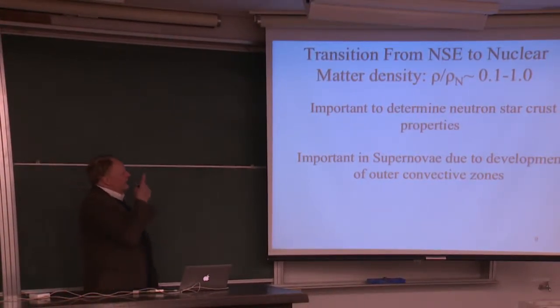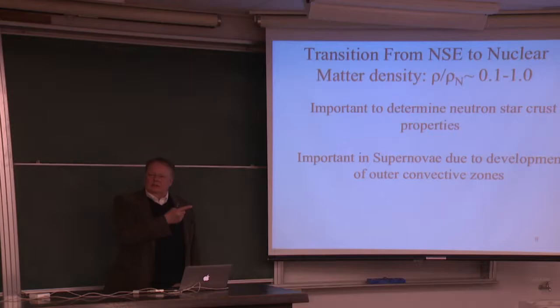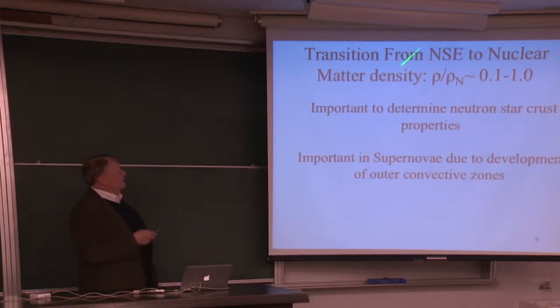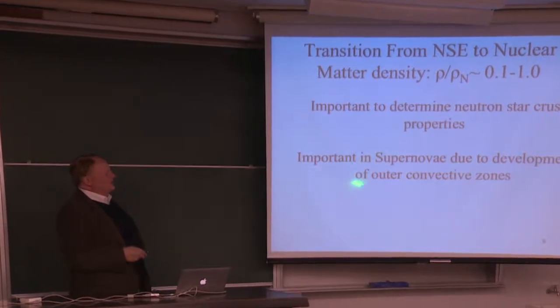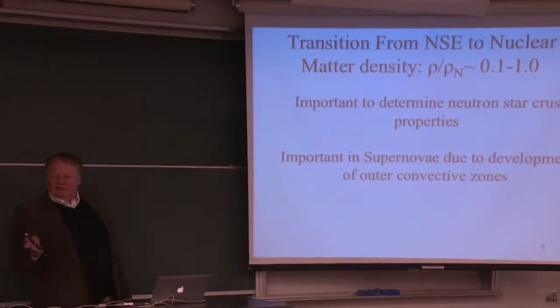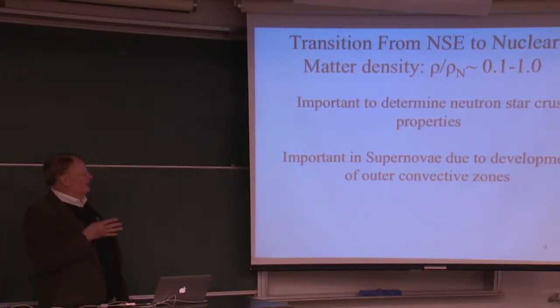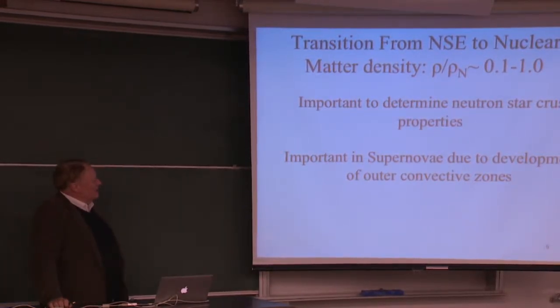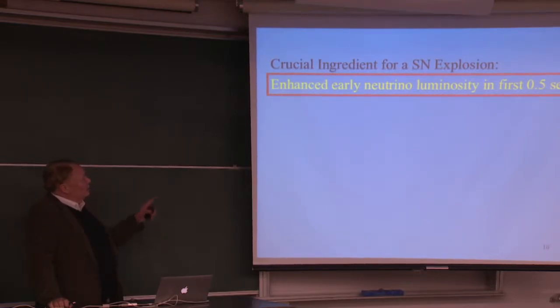But it turns out the transition to when you begin to approach the density of an atomic nucleus, the saturation density of nuclei, it gets very critical in a supernova because it affects the development of convection. And I wanted to take a minute to go through that and show why that's so important. It's a crucial ingredient for the explosion.